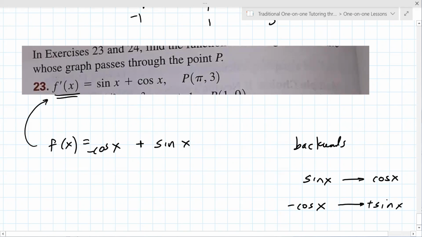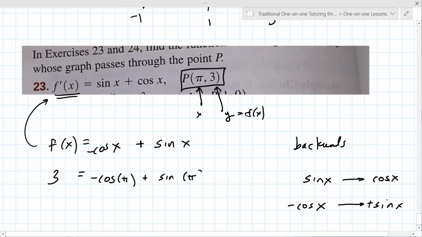Okay. And so now they're saying it also has to go through this point. You're like, what do you mean it has to go through? So let's try to explain what that means. So this is x, and this is y, or f of x, P of x, whatever. So 3 is over here, equals minus cosine pi plus sine pi. Okay. So what is cosine pi? That's your unit circle. It's over here, -1. Right. So 3, -1. Sine of pi is 0.